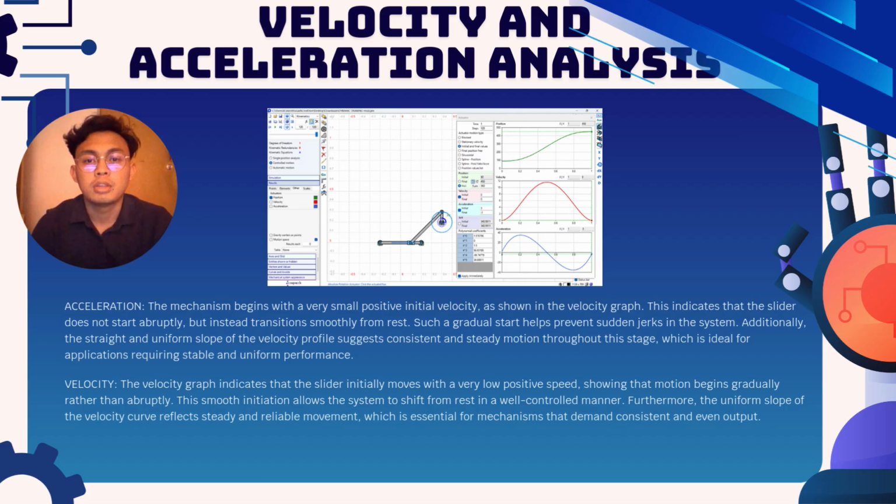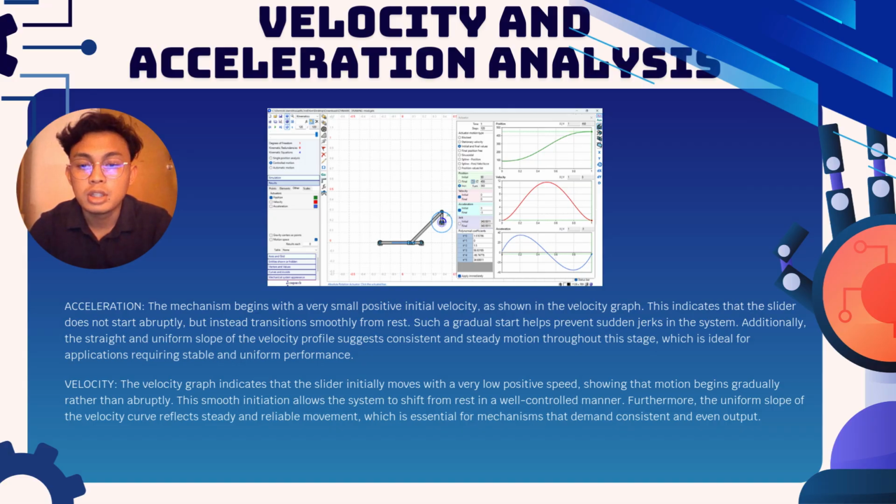For now, I will explain about velocity and acceleration analysis. First, I will talk about acceleration. The mechanism begins with a very small positive initial velocity, as shown in the velocity graph. This indicates the slider does not start abruptly, but instead transitions smoothly from rest. Such a gradual start helps prevent sudden jerk in the system. Additionally, the straight and uniform slope of the velocity profile suggests consistent and steady motion throughout this stage, which is ideal for applications requiring stable and uniform performance.